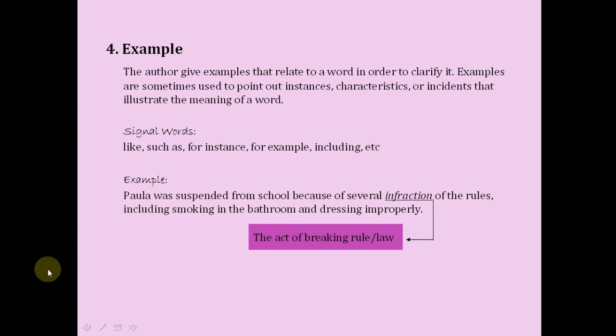Okay, let's see sentence example here. Paula was suspended from school because of several infractions of rules, including smoking in the bedroom and dressing improperly. Jadi di sini unknown word kita adalah infraction, and the writer uses kind of example of infraction here, including, ada signal word includingnya juga, smoking in bedroom and dressing improperly. Jadi based on the example here, smoking and dressing improperly, we say that infraction is the act of breaking rules or law.